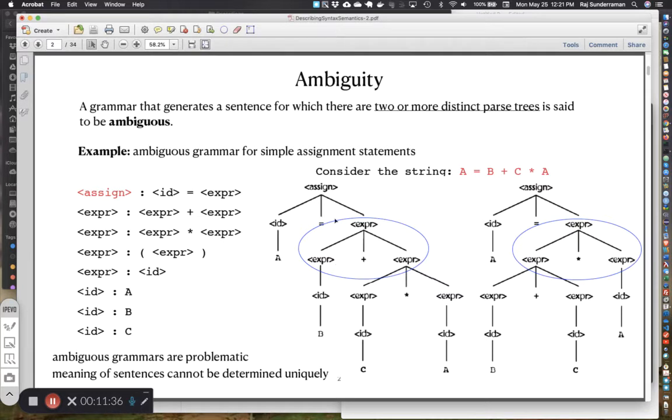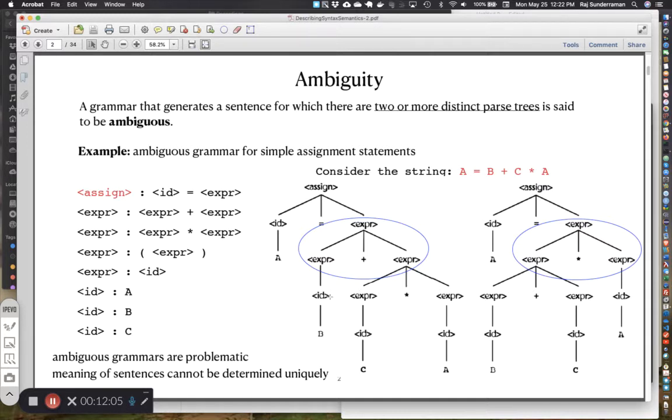So on the left tree, we chose to use the first rule for expression with a plus. So we say expression is expression plus expression, whereas on the other one we decide to say expression is expression times expression. Got it? Why? Because there was a choice there. There were two choices, and in one of them we choose one, and the other one we choose the other.